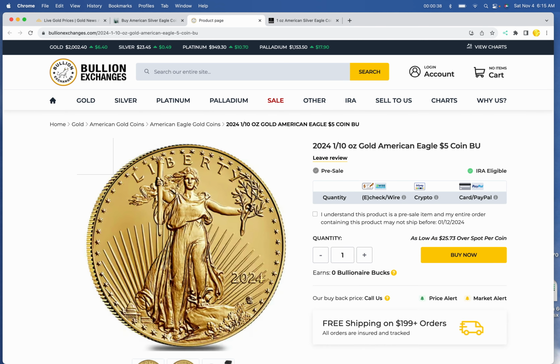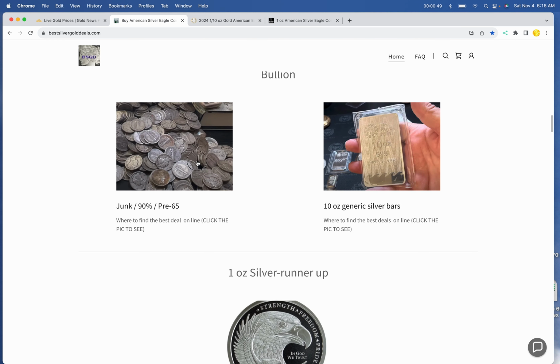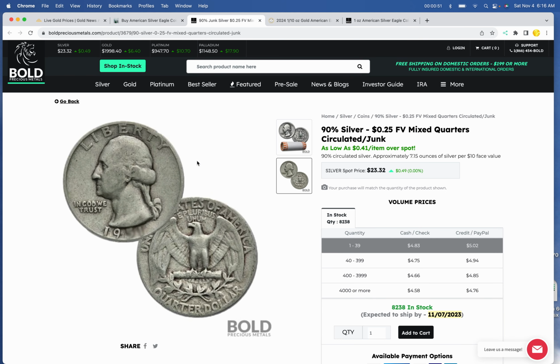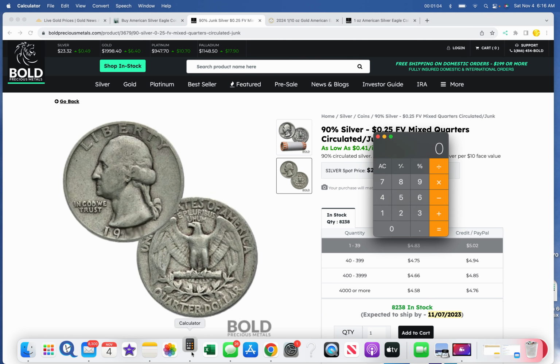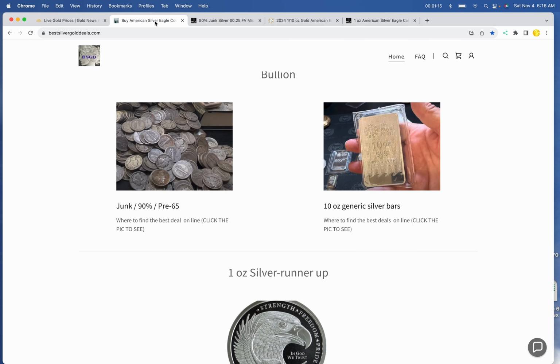Best deal on gold on the 1/10 size is at Bullion Exchanges, $229.98 for one. Constitutional. Best deal on constitutional is at Bold Precious Metals, $4.83 per quarter, puts you under... let's see, 4.83. I have to do the math on this one. 4.83 times 4 gives you constitutional at 19.32 times face.